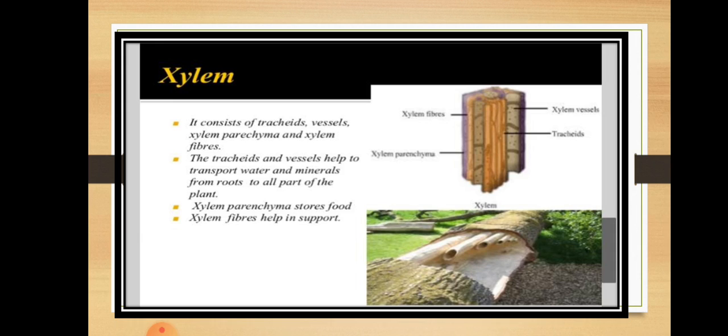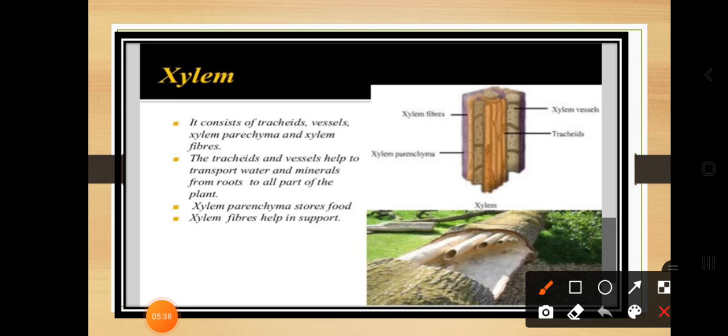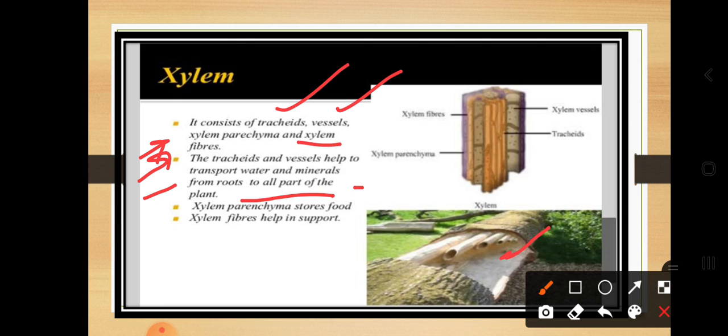So once again, recall it. What is xylem? It consists of tracheids, vessels, xylem parenchyma and xylem fibers, and the tracheids and the vessels help in transporting water and minerals from the root to all the parts of the plant. So dear students, xylem, you can observe here, this is the tree part. This is the xylem fiber, xylem parenchyma, xylem vessels and the tracheids. So this is the typical structure of xylem.